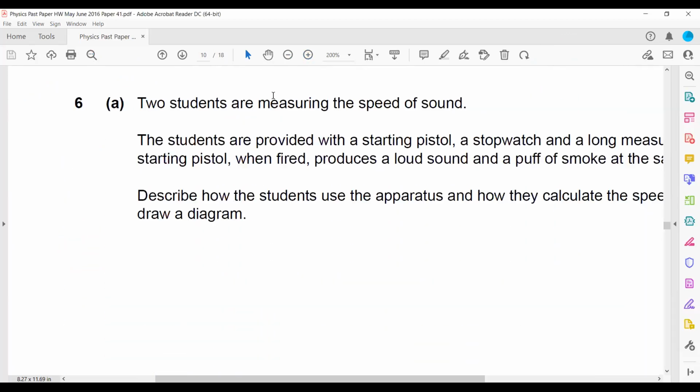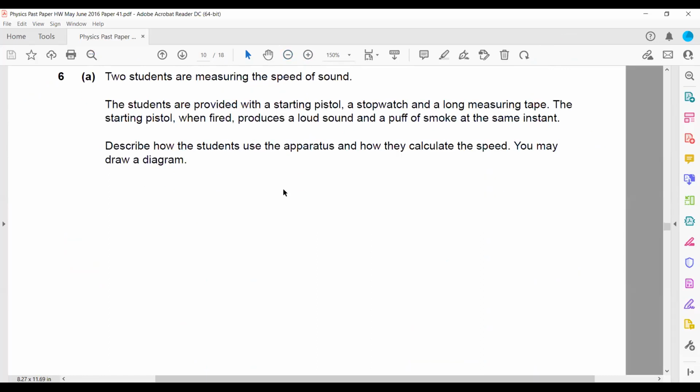In question 6, two students are measuring the speed of sound. This is the same thing we discussed yesterday. Students are provided with a starting pistol and a long measuring tape. When fired, it produces both sound and a puff of smoke. Describe how the students use the apparatus and how to calculate the speed. You may draw a diagram. So this is the same experiment which we used yesterday. We discussed yesterday how to find the speed of sound in air.